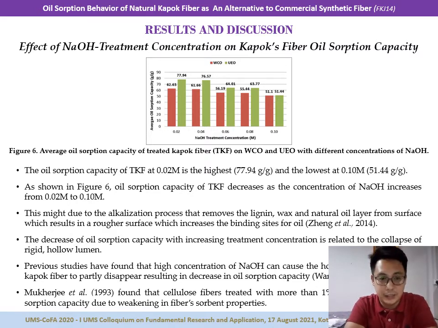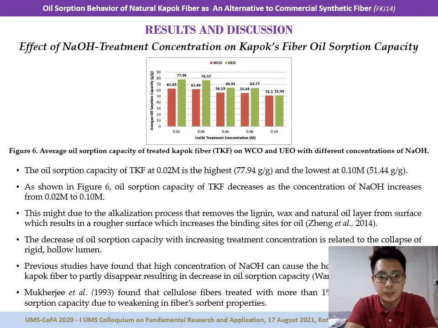As shown in figure 6, the oil sorption capacity of treated kapok fiber decreases as the concentration of NaOH increases from 0.02 molarity to 0.1 molarity. And this might be due to the alkalization process that removes the lignin, wax and natural oil layer from the surface, which results in a rougher surface, which increases the binding sites for oil.